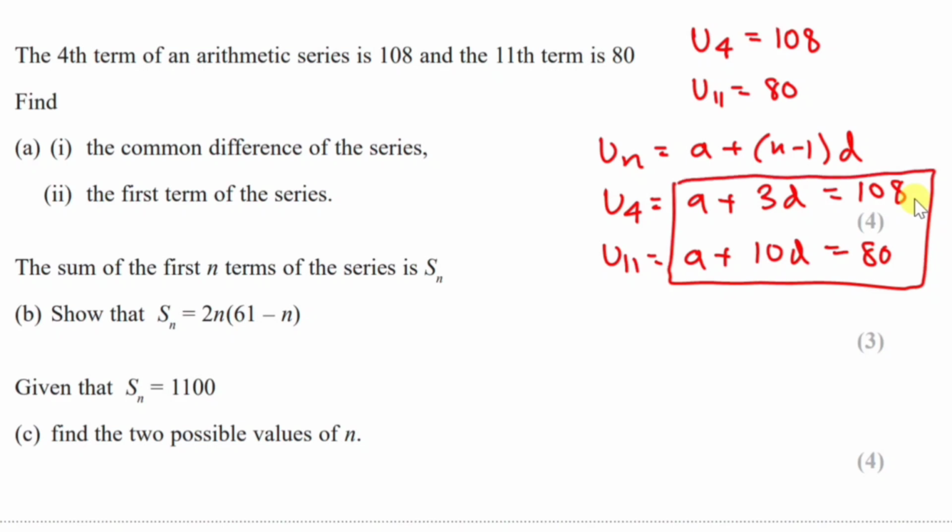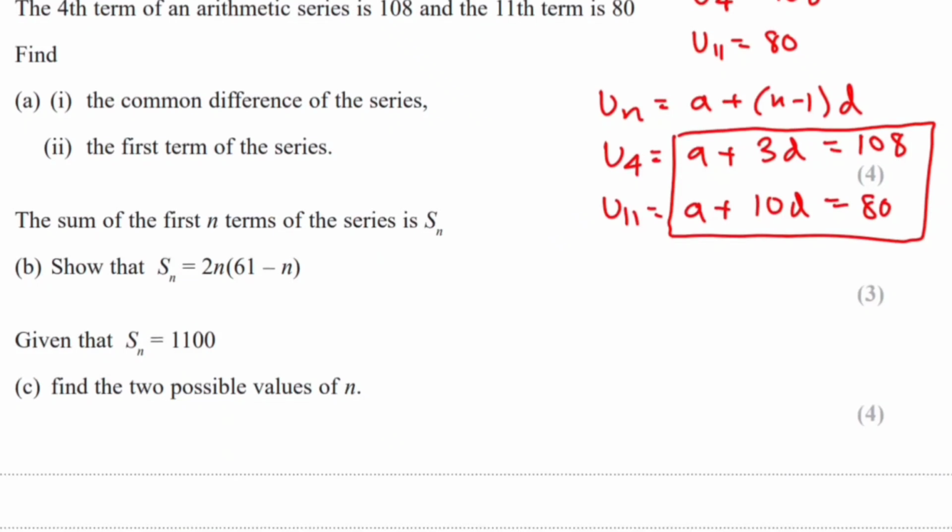In fact, we can deal with it right now, because part a tells us to find the common difference d and the first term a. So let's solve this simultaneously. So what we could do, we could subtract the equation. So a plus 10d equals 80 minus the top row. If you subtract them, you're going to get the a's that cancel out.